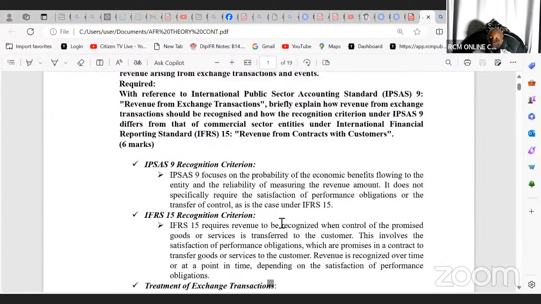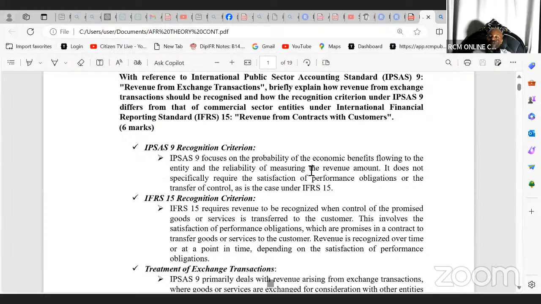IPSAS 9 focuses on the probability of the economic benefits flowing to the entity and the reliability of measuring the revenue amount. It does not specifically require the satisfaction of performance obligations or the transfer of control, as is the case with IFRS 15. I will explain. But first of all, allow me to read.